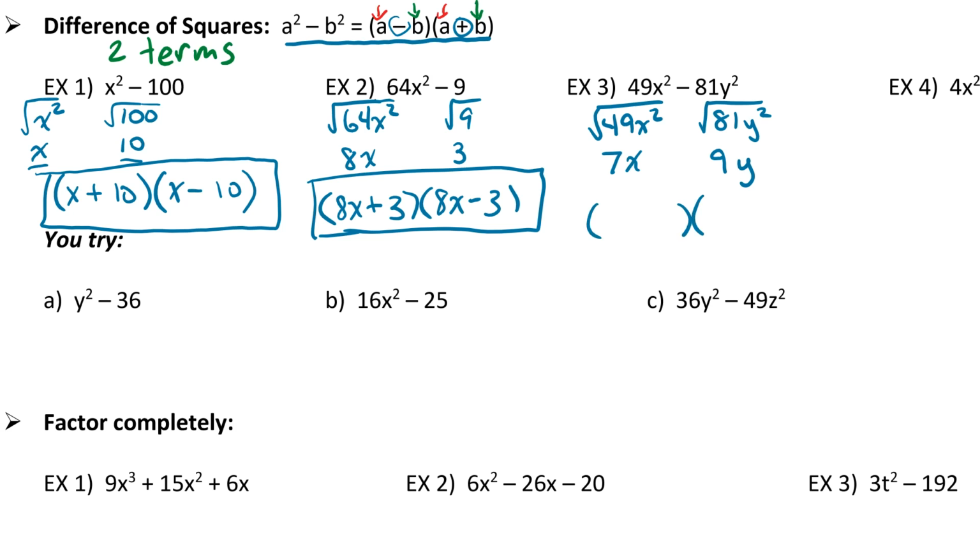Now we make both of our parentheses. Our 7x goes in the first spot. Our 9y goes in the second spot. A plus in one, a minus in the other, and we're done.